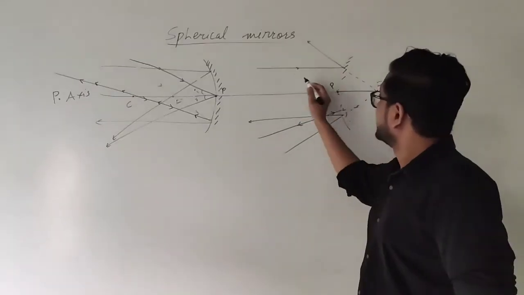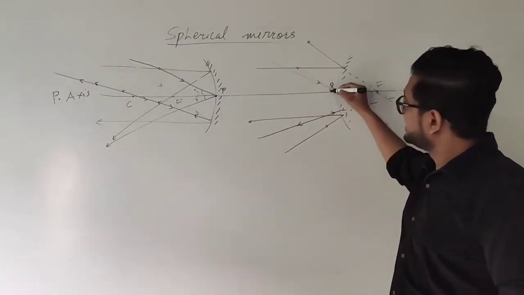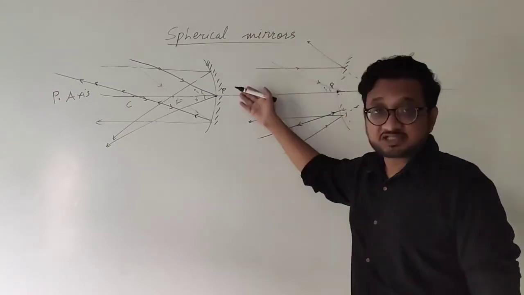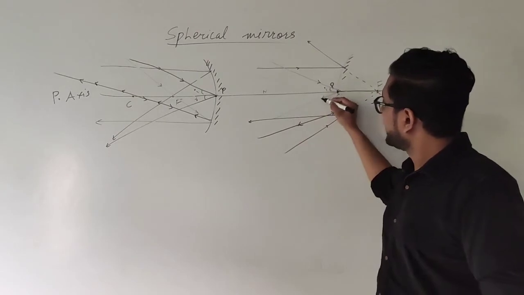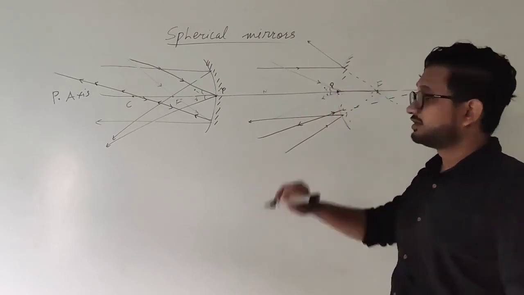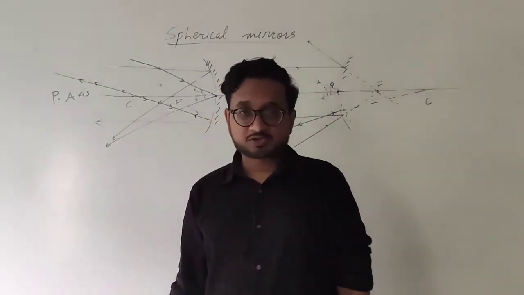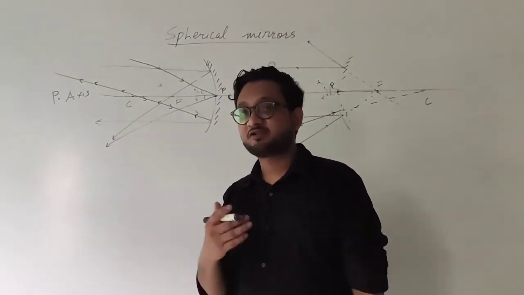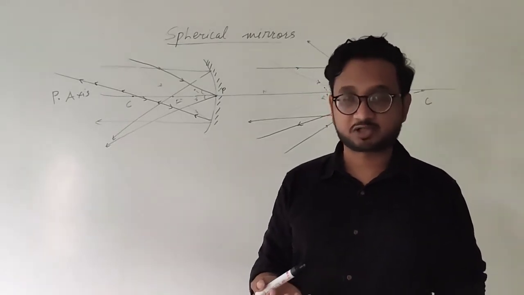In this case, again the same thing. If the ray of light is incident on the pole, then this will become the angle of incidence. The principal axis will act as normal and the ray of light will reflect back and this will become the angle of reflection. I hope it is clear to you students. Okay, let's revise these 4 topics once again because this is really important.